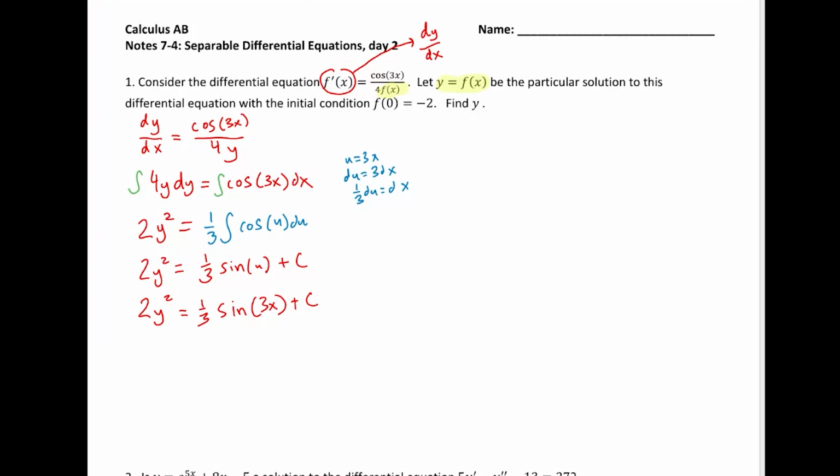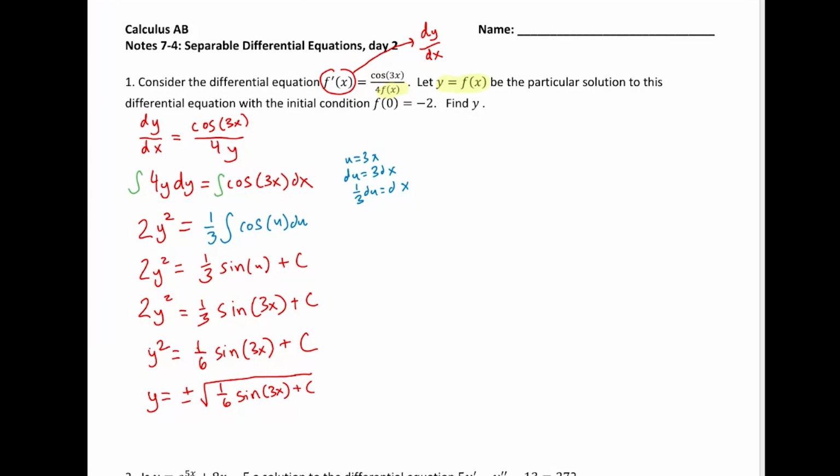So I need to divide both sides by 2, and that'll give me, let's see here, y squared equals 1/6 sine of 3x plus c. And then I want to take the square root of both sides. Okay, so we have y equals, we would get a plus or minus because the square root of y squared is absolute value of y. We get a plus or minus square root of 1/6 sine of 3x plus c.